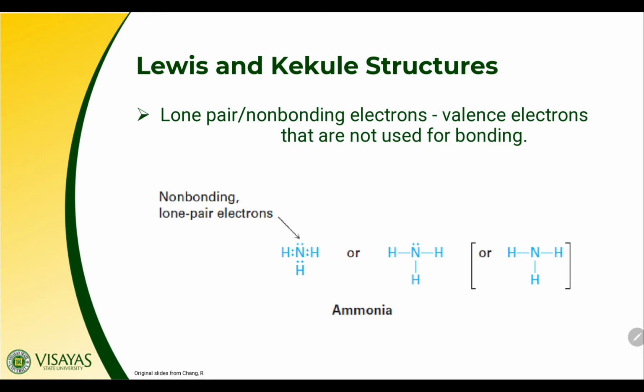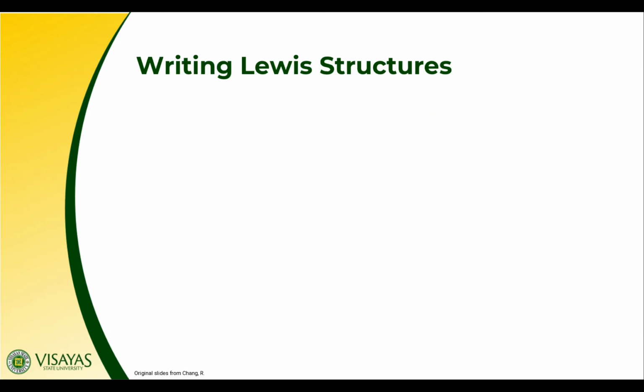Now, the electrons which are not involved in bonding, just like in ammonia here, are called lone pair or non-bonding electrons.